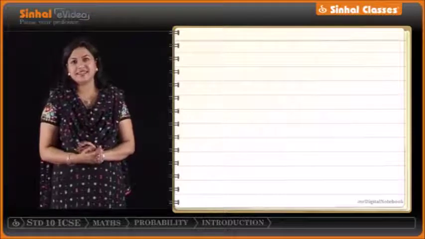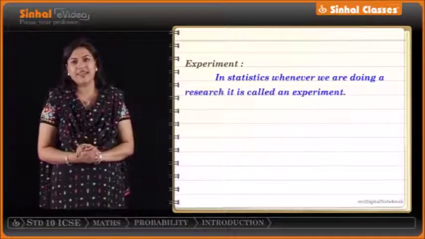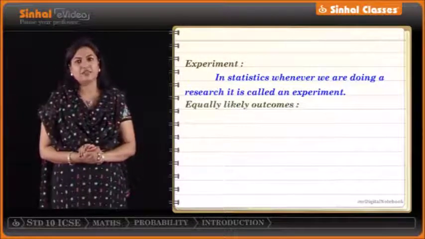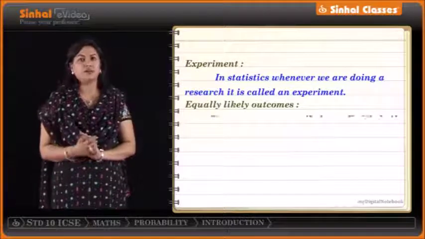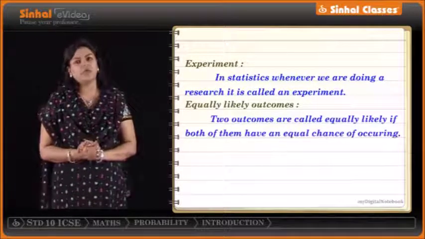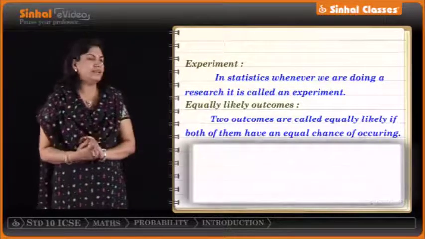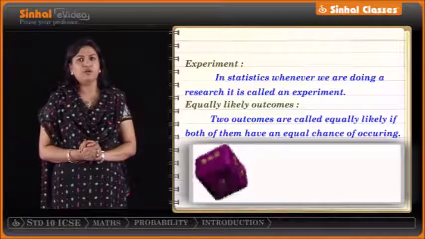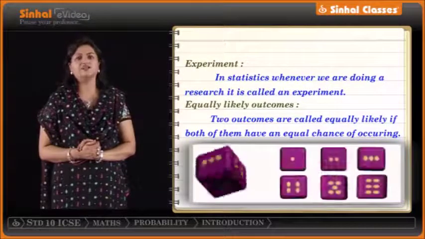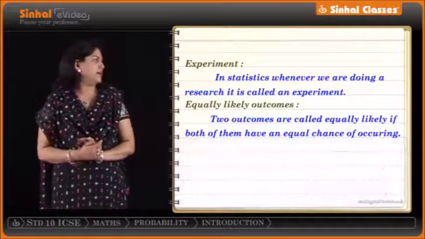Experiment. In statistics, whenever we do a research, it is called experiment. Then we have equally likely outcomes. 2 outcomes are called equally likely if both of them have an equal chance of happening. Example, when a die is rolled, all the 6 numbers on the die have an equal chance of occurring, so they are called equally likely outcomes.